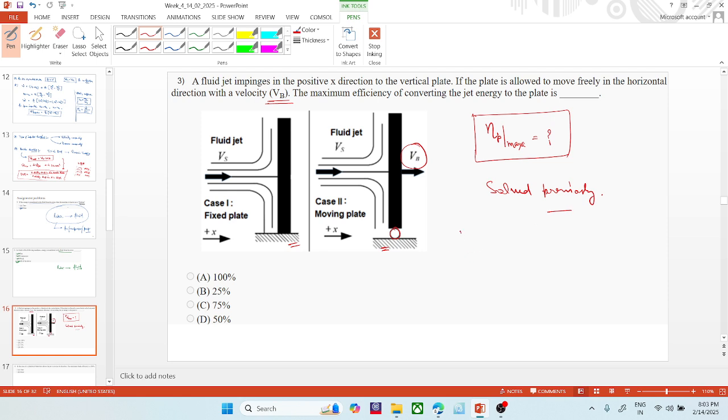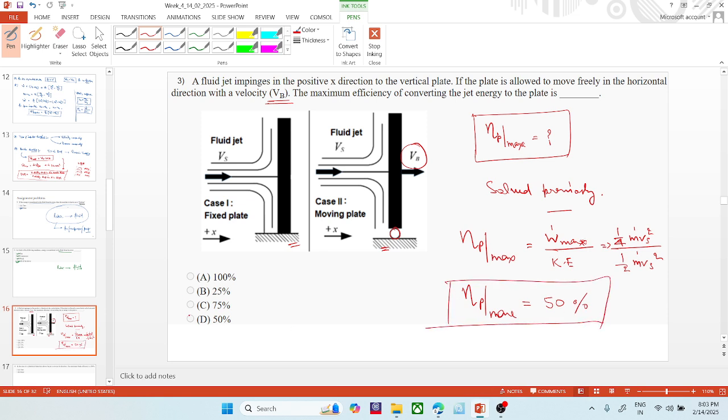But the values it is having, eta p max would be the maximum power divided by the kinetic energy of the jet. This value we are having 1/4 of m dot Vs square. This value we are having half m dot Vs square. So this maximum value of this efficiency is coming out to be 50%. So here a D option would be correct.